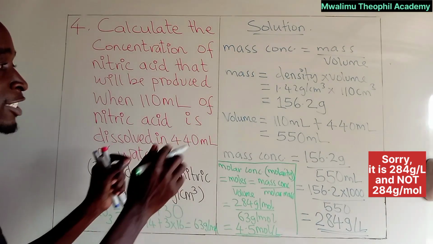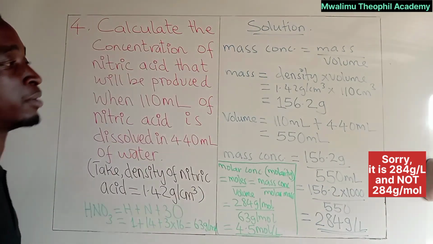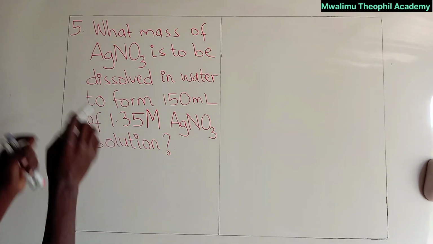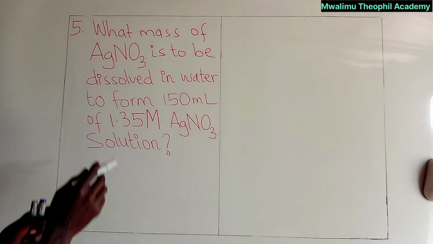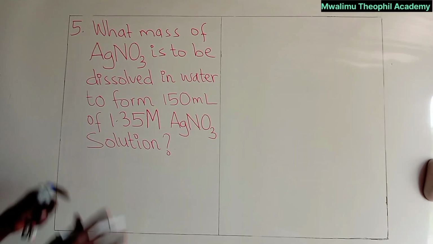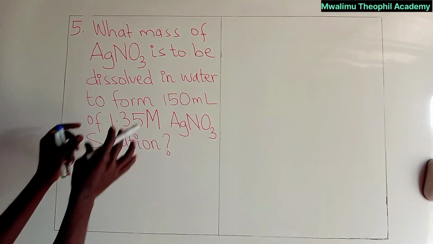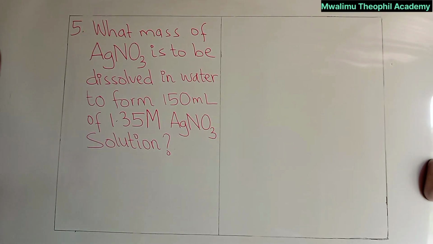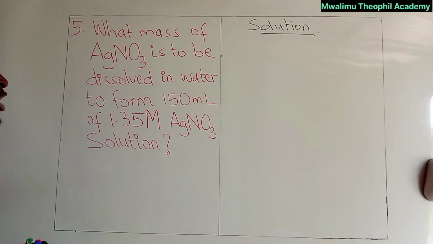After that, let's go to our fifth example, and this will be the last one. Our fifth example states: what mass of silver nitrate is to be dissolved in water to form 150 milliliters of silver nitrate solution having a molarity of 1.35? Now, let's see the solution for this problem. We are given the molarity of this silver nitrate solution.